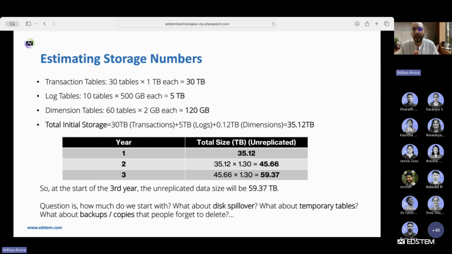Because whatever you get on paper, that's not the end of it. You need to do your calculations, you need to take your buffers, you need to assign some additional buffers for something which is unavoidable, something like temporary tables, something like spillover. Maybe you need a 20% buffer for all of this, maybe a 10% buffer for people making mistakes. So this is what goes into deciding the numbers. This is just for storage.